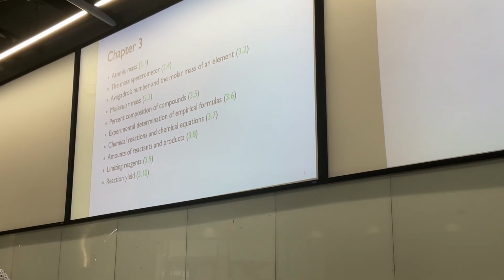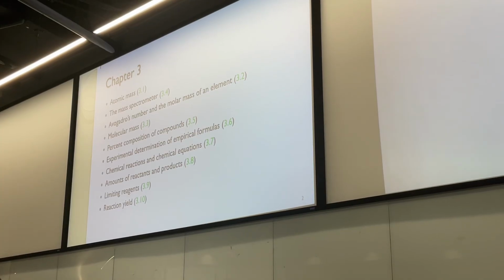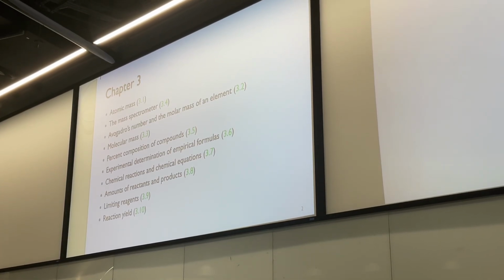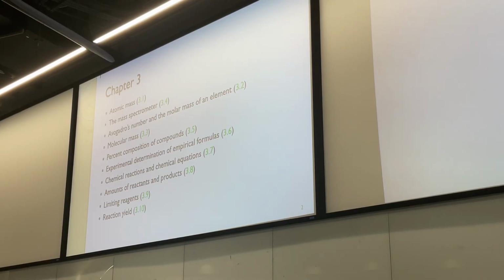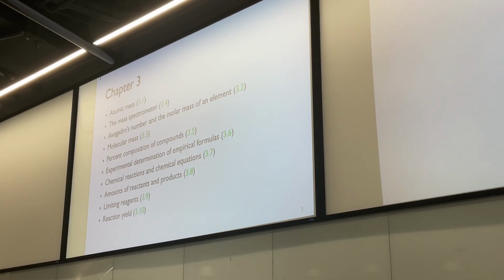Amounts of reactants and products is traditional stoichiometry, but then of course we added limiting reactants. And then finally, reaction yield, like percent yield. You may have heard that term before, to round out that chapter. Any questions before we jump in?